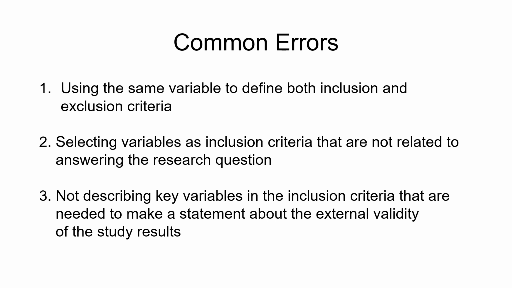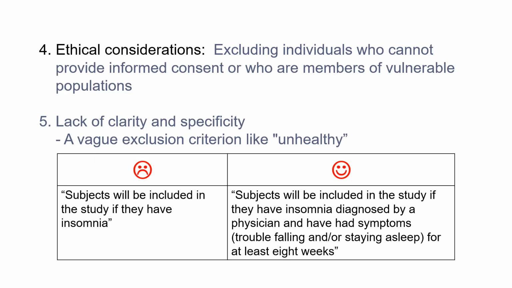Third, not describing key variables in the inclusion criteria that are needed to make a statement about the external validity of the study results. For example, in a study about chronic kidney disease patients, not specifying the stage of chronic kidney disease or the type of chronic kidney disease medications they are taking. Also, excluding individuals who cannot provide informed consent or who are members of vulnerable populations. This raises ethical concerns about fairness and equitable access to research opportunities.